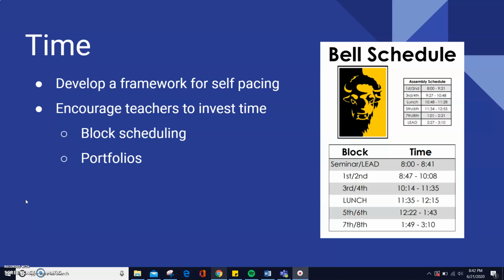Two ideas to help facilitate that would be block scheduling, which allows students to have extra time, not only to engage in instruction, but also practicing skills. And the idea of having a year-round student portfolio where they know the outcome of their school year, and it gives them a roadmap on what exactly they need to have completed by the end of the year.